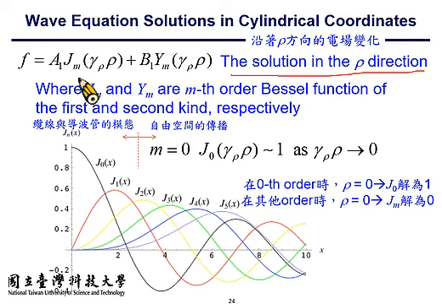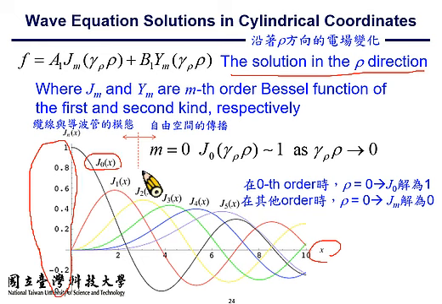So Jm and Ym are the mth order Bessel function of the first kind and second kind, respectively. And down here, we plot the Bessel function of the first kind, the variation of the Bessel function of the first kind in space. The horizontal axis is the value of the variable, and the vertical axis is a number between 1 and -1. The black line is the zeroth order Bessel function of the first kind. This is the first order, and this is the second order.